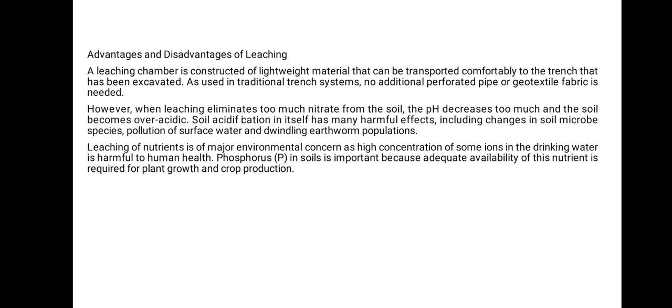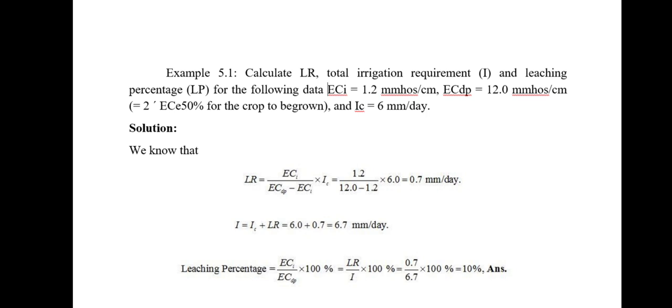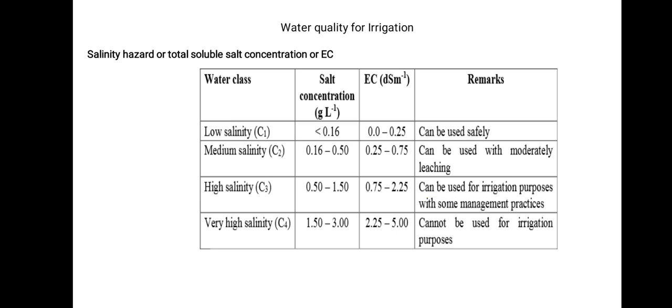A leaching chamber is constructed of a lightweight material that can be transported comfortably to a trench that has been excavated. When leaching eliminates too much nitrate from the soil, the pH decreases too much and the soil becomes over acidic. So we have to keep in mind these 2 points for leaching effect. This kind of problems will be discussed in our classes.